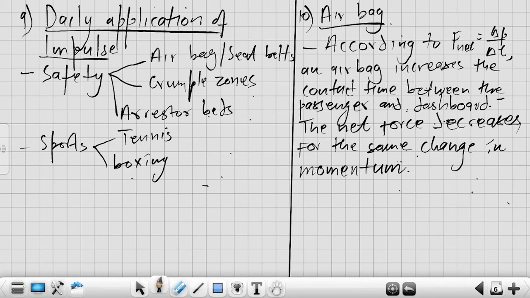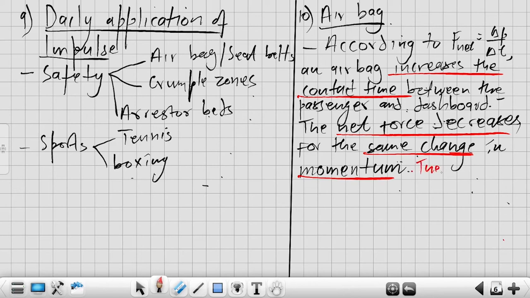So once the net force is decreased, it means the force of impact on the passenger is going to be less, and the passenger is going to be less injured. Then we can add here that the passenger will be less injured. That is how this principle works.